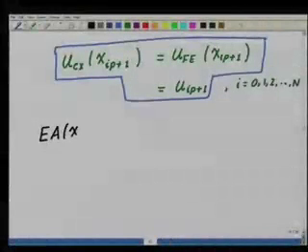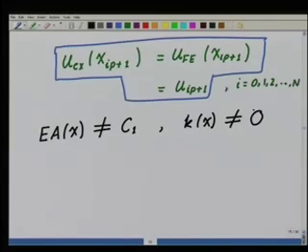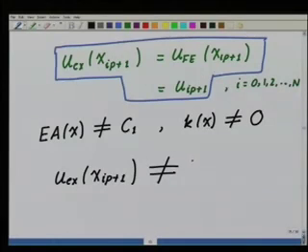Okay, so let us look at the other cases. In case EA of x is not equal to a constant and/or k of x is not equal to 0, that is, either of these is true or both are true. In that case, this is not going to be true. That is, u exact at the point i_p plus 1 is not equal to u_i_p plus 1.